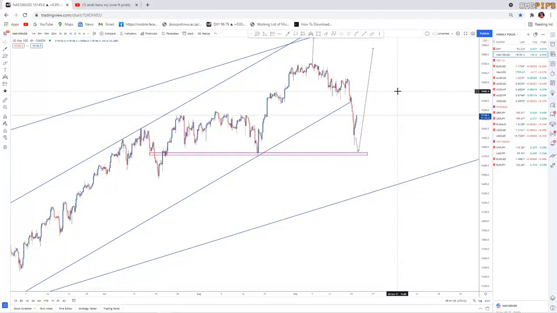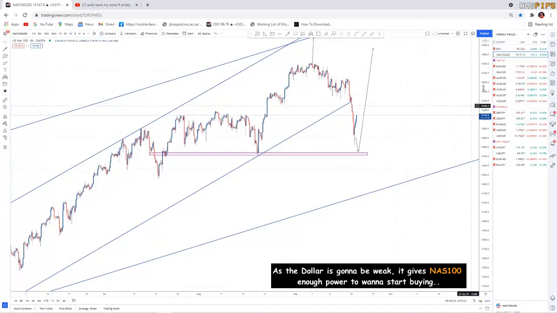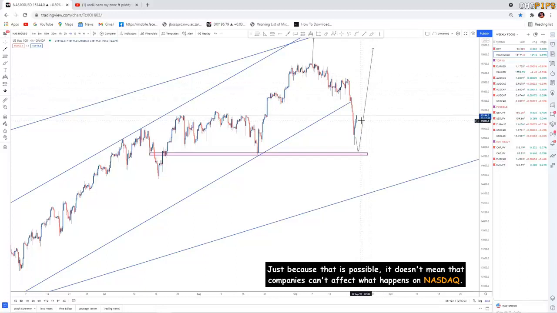And bear in mind, in as much as the USD is becoming weak, Nasdaq becomes even stronger, because it's also compatible with the USD. Especially look at this top right here. Look at this top, it says NAS 100 USD. This means even in the US or in the whole world, NAS 100 is still compatible with the USD, hence they want to join them together, right? So now as the dollar is going to be weak, it gives NAS 100 enough power to want to start buying. But bear in mind, just because that is possible, it doesn't mean that companies can't affect what happens on Nasdaq, right?